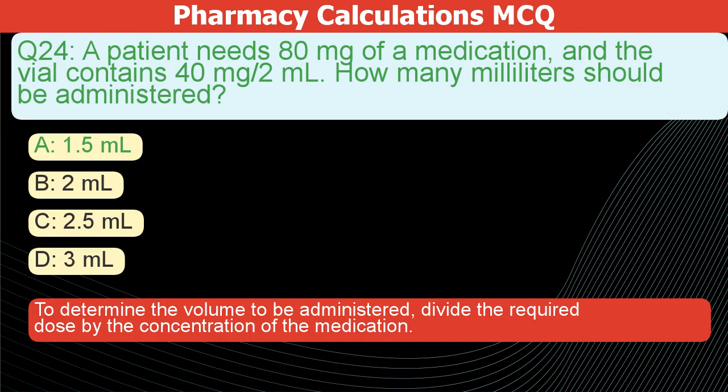The correct answer is A. To determine the volume to administer, divide the required dose by the medication concentration.